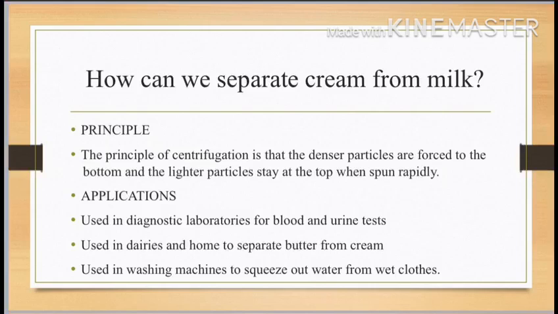Centrifugation is used in many ways, such as in diagnostic laboratories for blood and urine tests. It is used at home to separate butter from cream, and it is also used in washing machines to squeeze out water from wet clothes.